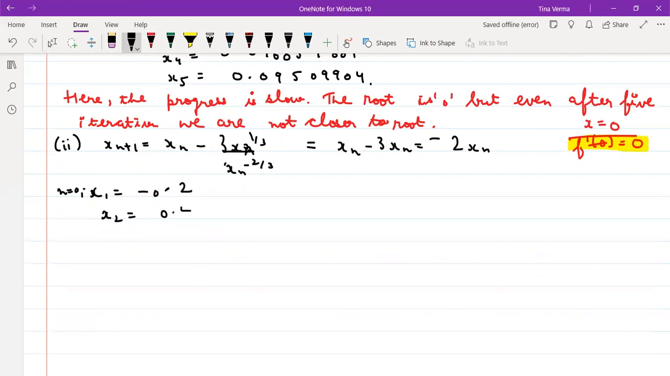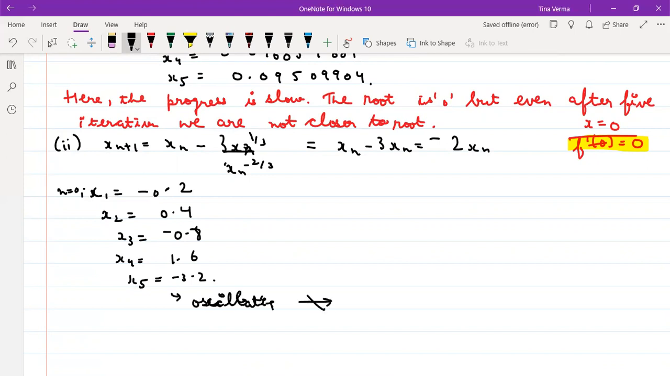x2 is coming out to be 0.4. x3 is coming out to be 0.8. x4 is 1.6. Here the same is occurring. Why? It is an oscillating sequence and it is not converging to the root. The same reason. This you solved manually, xn minus 2xn. When you give input to a computer, it will divide first, then it will subtract. Firstly it will divide, then it will subtract.